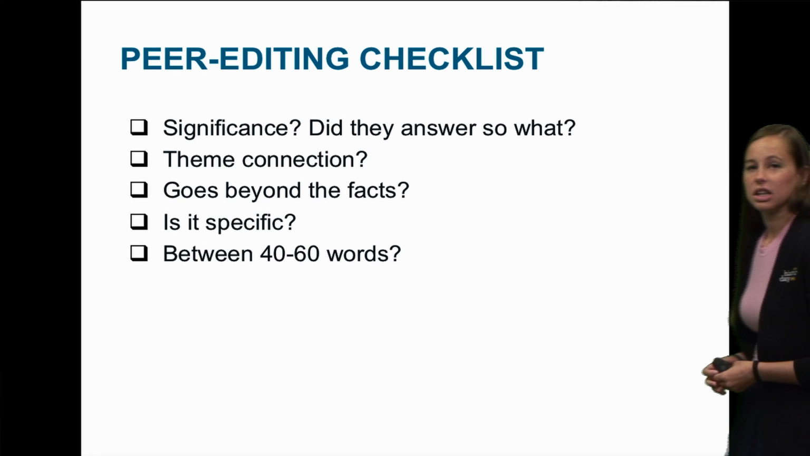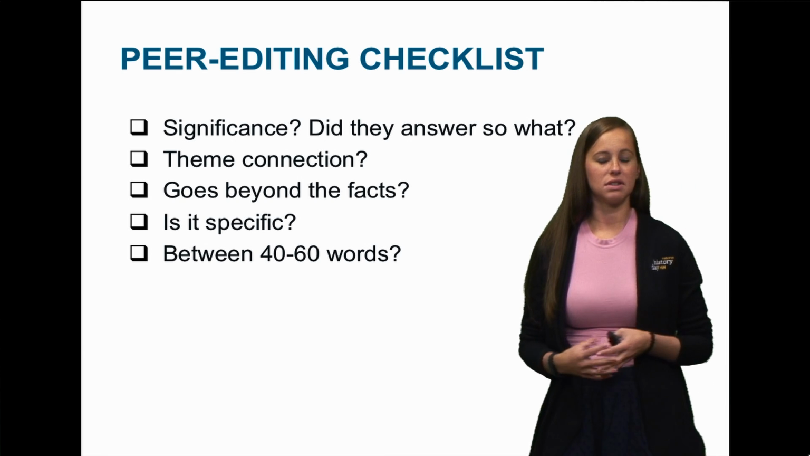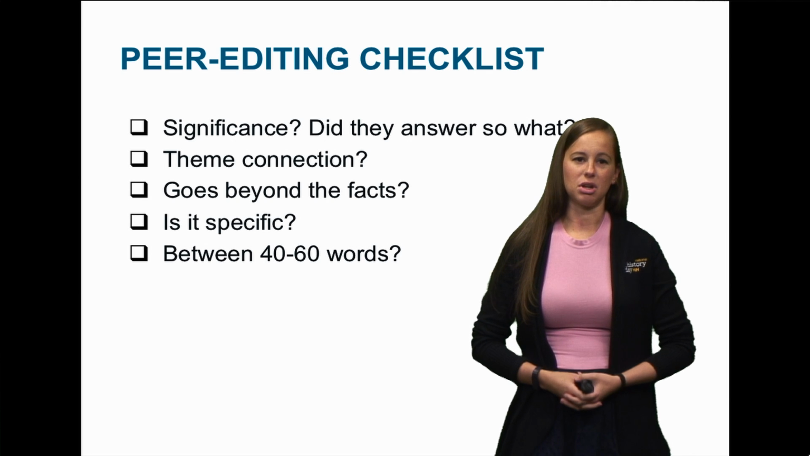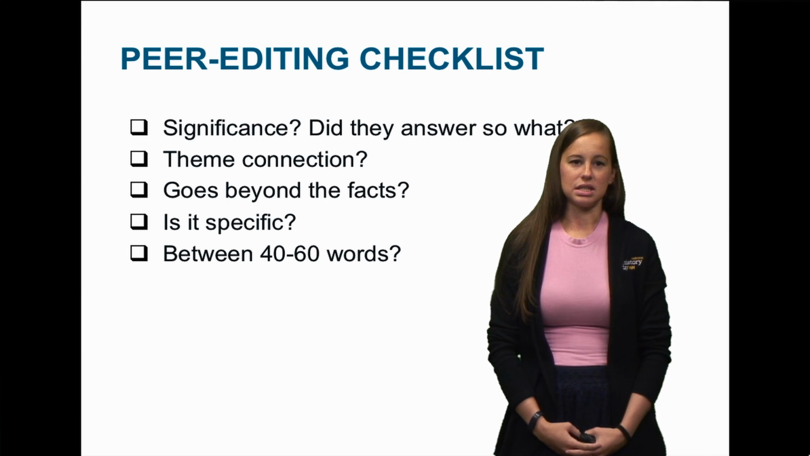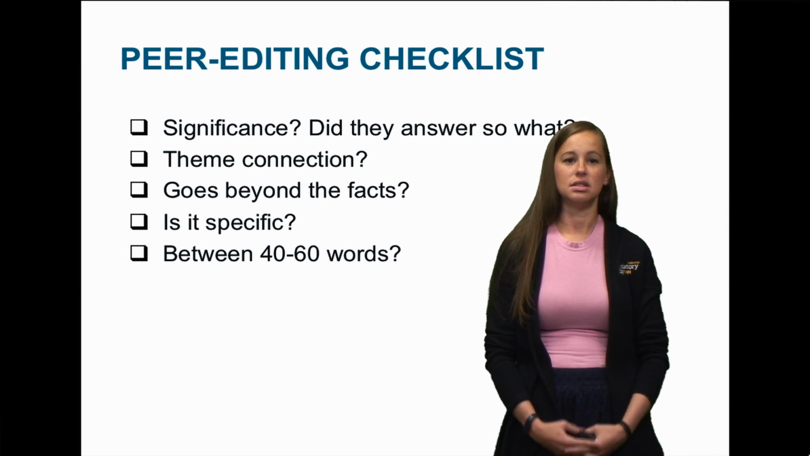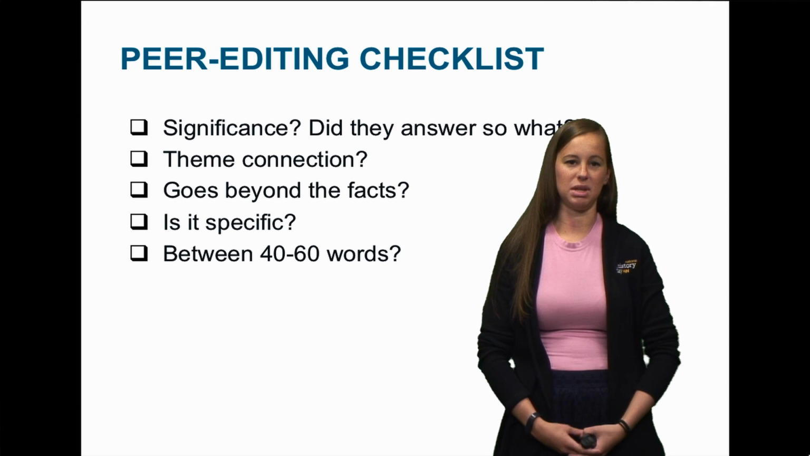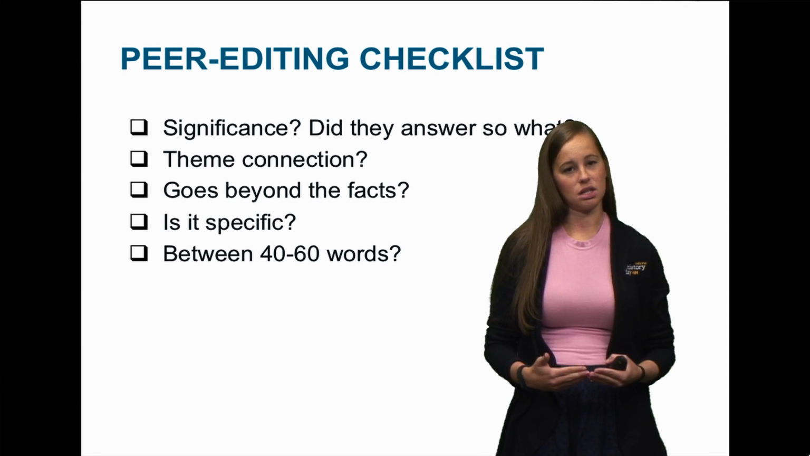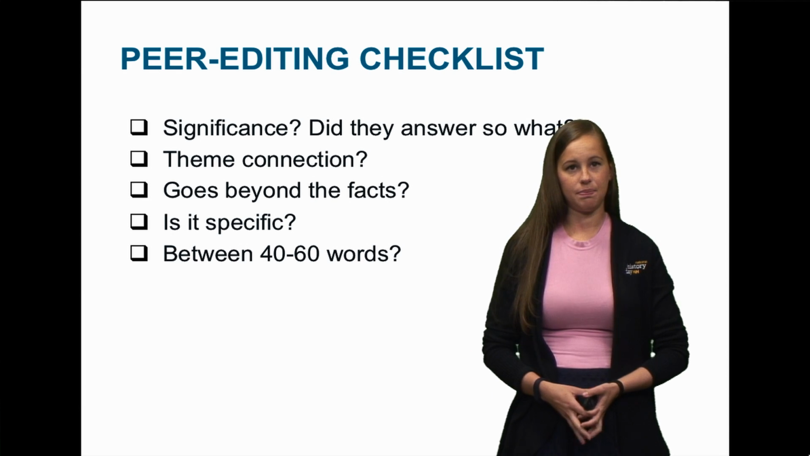A peer editing checklist could look something like this, where if you give the students a sheet of paper with checkboxes and they exchange their paper with someone else, we need them to look at the thesis that they're reading and ask, does this other student tell me the significance? And did they answer so what? Do I know why I care to learn about the rest of their project?